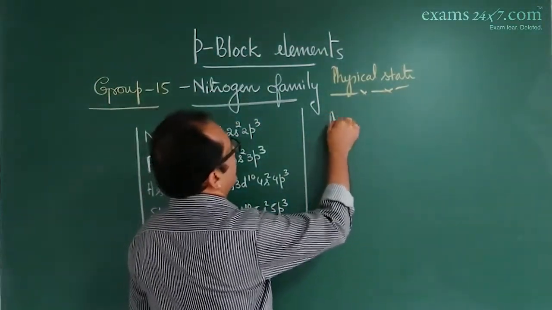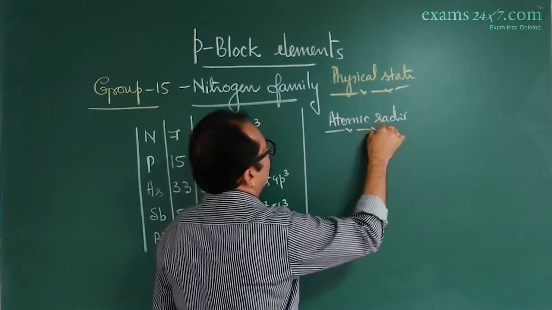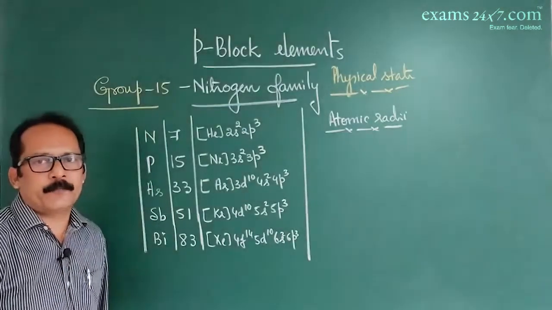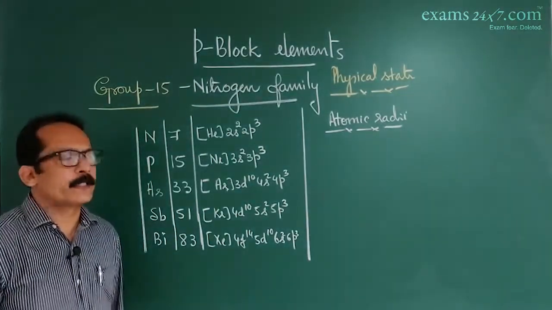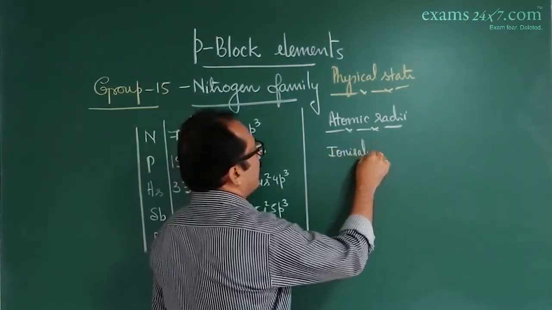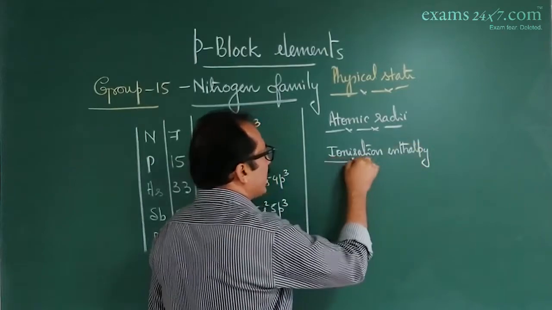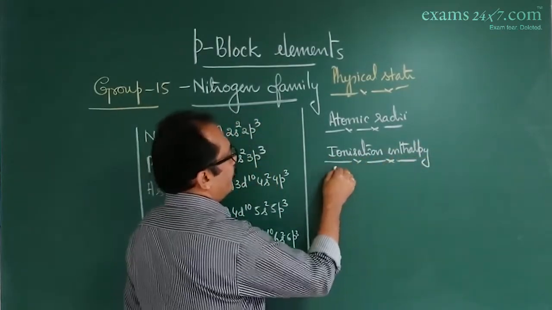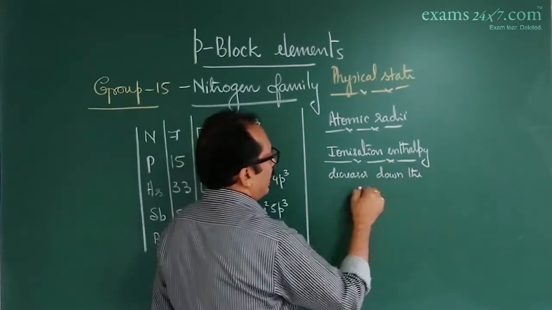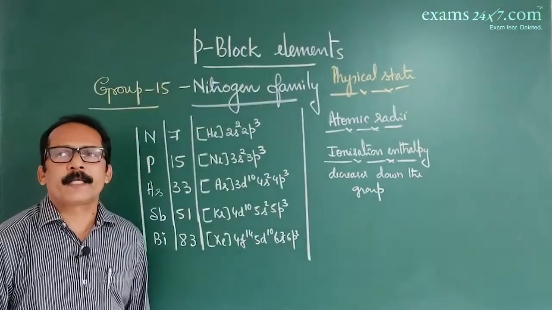First, atomic radii. Down the group it increases because electrons are added to a new principal shell. Therefore, atomic radii increases down the group. Next, ionization enthalpy or ionization potential. Down the group, ionization enthalpy decreases because atomic size increases.